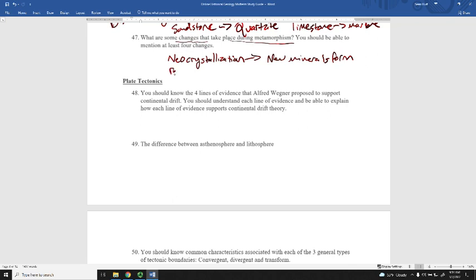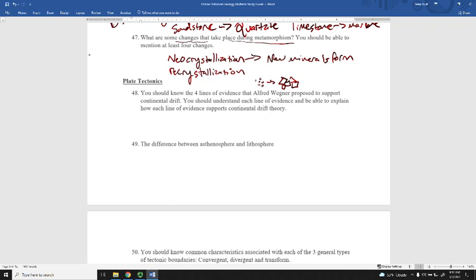You can get recrystallization. Recrystallization is when small crystals will recrystallize into larger crystals. Okay, so they reform and reorganize and turn into larger crystals. That's a very common process. It happens especially with quartzite and limestones.